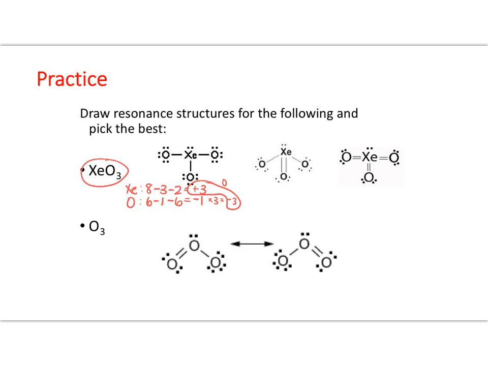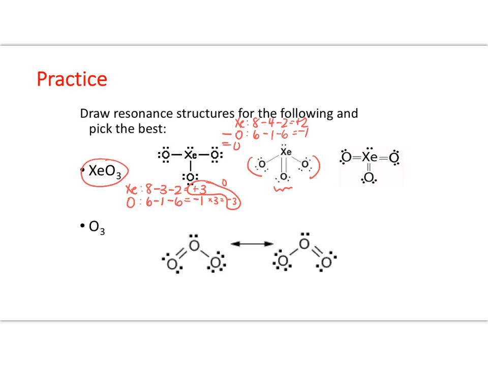For the next example, for xenon, 8 valence electrons minus 4 bonds minus 2 dots is +2. And now we have 2 oxygens with the same bonding structure, and we have 1 oxygen that's different. So the single bonded oxygen, we have 6 minus 1 minus 6, which is -1.